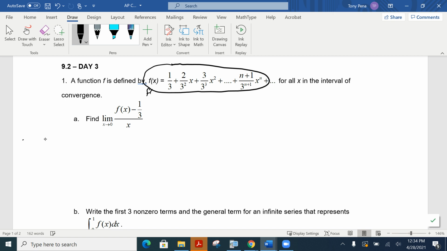And if I found f of 0 here, I would get the 1/3. But then doesn't every term after that have an x in it? So x, x squared, x cubed, x to the 4th. So the only thing we're going to be left with is the 1/3. And then I'm going to subtract a 1/3.